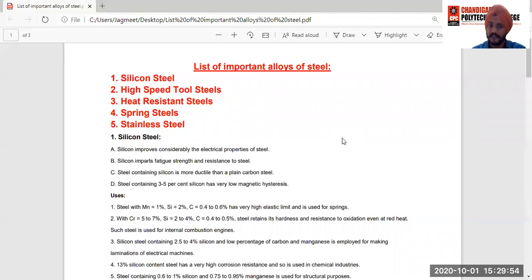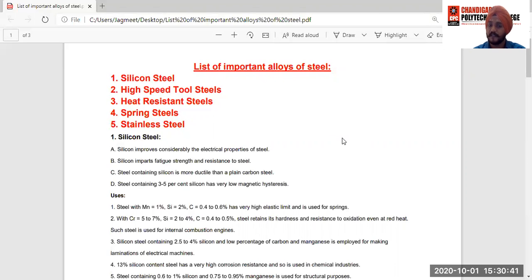First is silicon steel. Silicon steel improves the electrical property of the steel. Silicon imparts fatigue strength and resistance to steel. Steel containing silicon as the main constituent is more ductile than plain carbon steel. Steel containing 3 to 5% silicon has very low magnetic hysteresis. Uses of silicon steel: steel with manganese 1%, silicon 2%, carbon 0.2 to 0.6%, has a very high elastic limit and is used for springs. So the main application of this silicon steel is making springs.